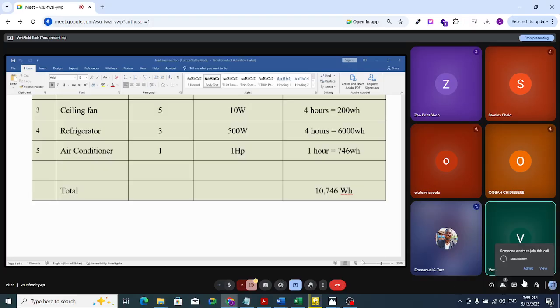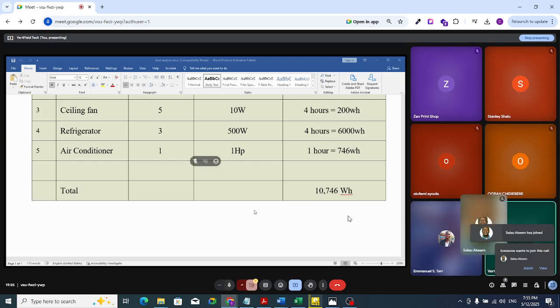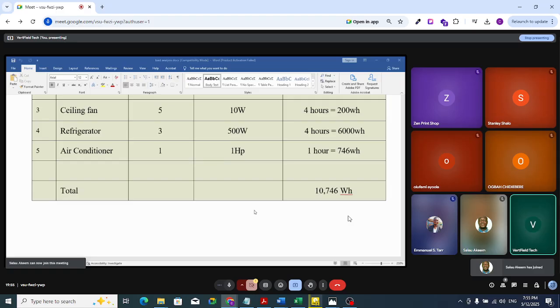Total energy consumption is 10,746 watt hour. That is the total energy being consumed by this facility, and so it becomes the energy need of this very facility, the energy need of Mr. Michael's facility. All right, like we said, this class is being recorded as we are here right now, and will be shared to everyone who is here.